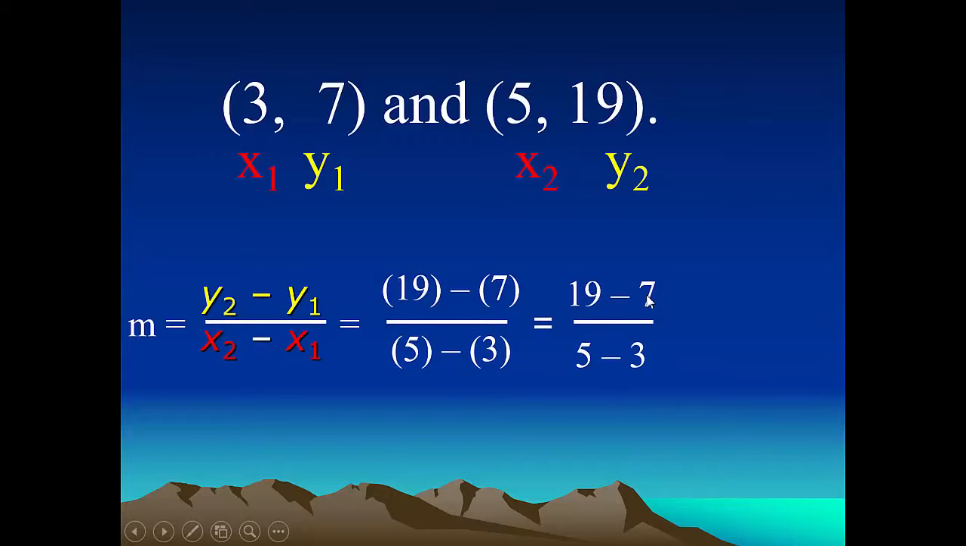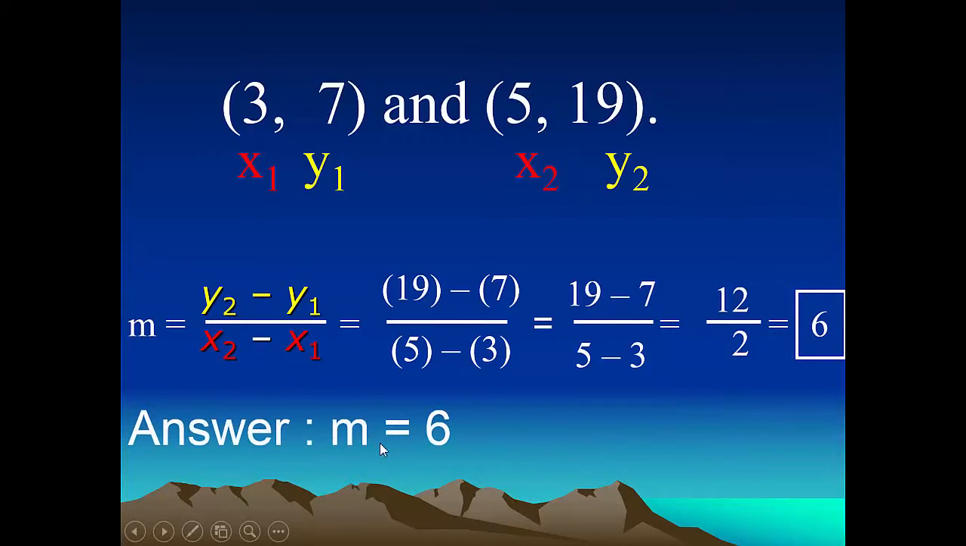Now we will have 19 minus 7 over 5 minus 3. 19 minus 7 is 12, and 5 minus 3 is 2. And we know 12 divided by 2 is 6. So in this situation, our answer is m equals 6. Our slope is 6.